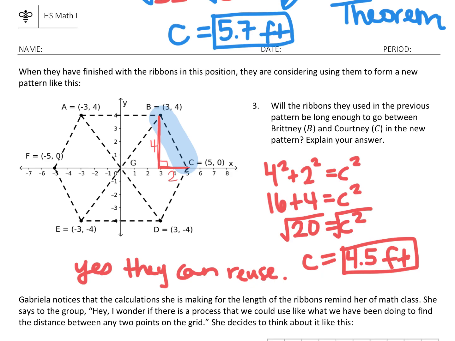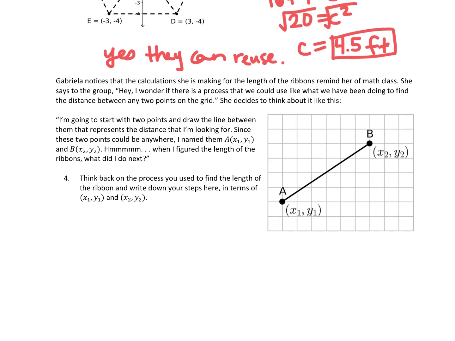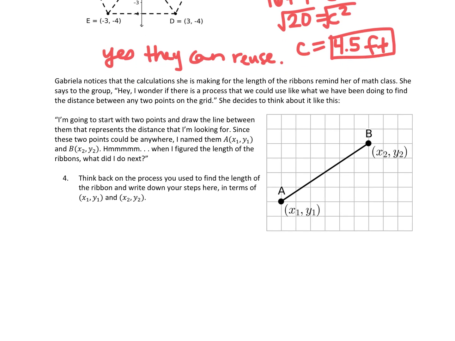All right, Gabriella notices that the calculations she's making for the length of the ribbons remind her of math class. She says to the group, hey, I wonder if there's a process that we can use, like what we've been doing, to find the distance between any 2 points on the grid. She decides to think about it like this. I'm going to start with 2 points and draw the line between them that represents the distance I'm looking for. So she's trying to find that distance right there. Since the 2 points could be anywhere, I've named them A, which is just generic x1, y1, and B, which is just generic x2, y2.